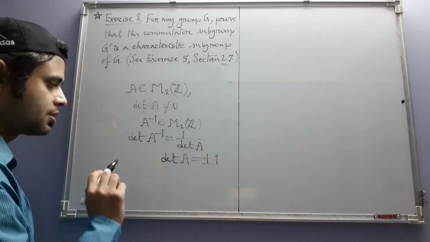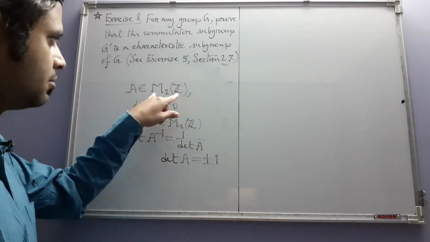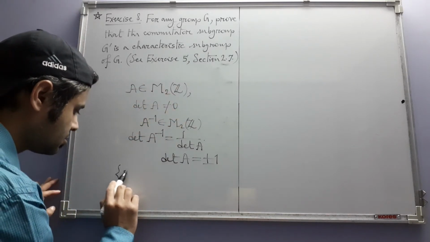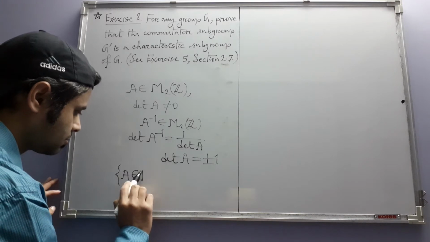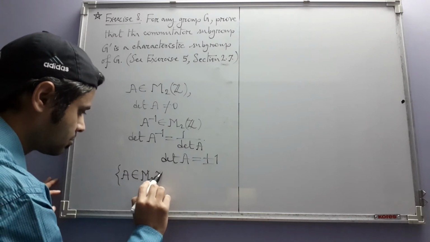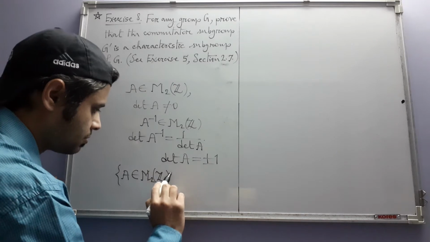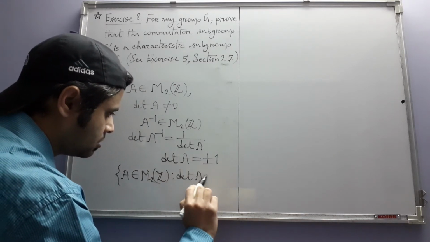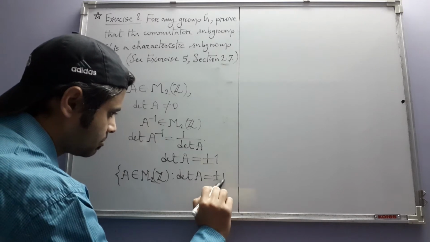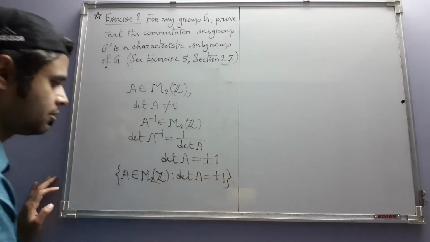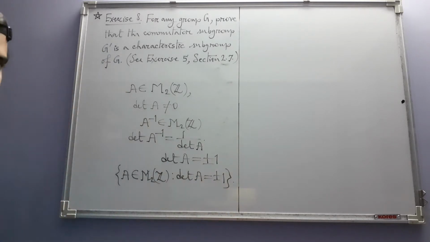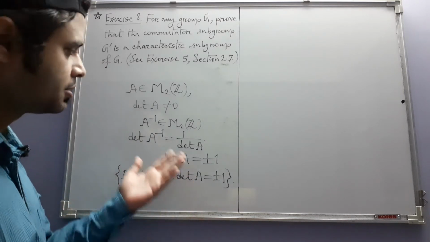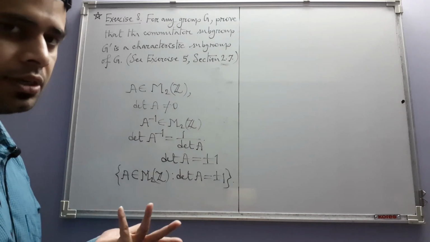So the set of units in this ring is the set of matrices for which this is +1 or -1. So that is the description of the elements in this ring which have multiplicative inverses.